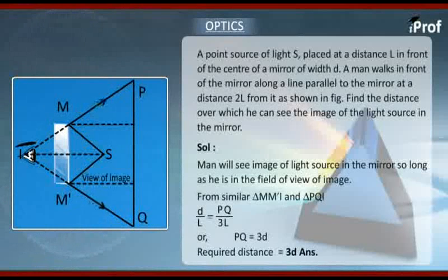Now one thing we have to remember, the source is placed in front of the mirror at the center, the width of the mirror is d, and the source is placed symmetrically. So the image will be formed at the same distance behind. So our final answer will be 3d.